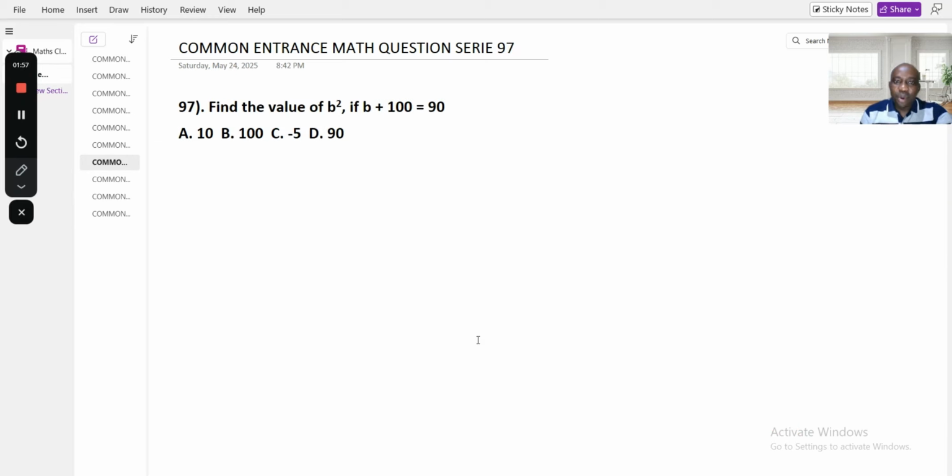Find the value of b square if b plus 100 equals 90. Let me first write the question out. b plus 100 equals 90. What you are going to do is collect like terms. 100 and 90, they look alike. They are siblings. Oh, we only have b. b does not have any sibling at all.